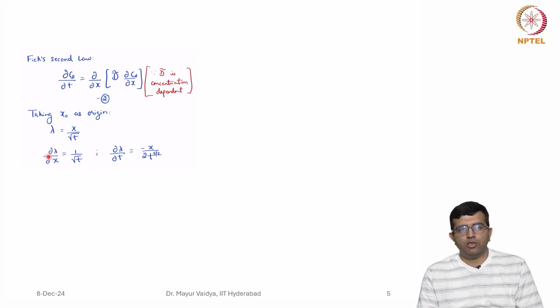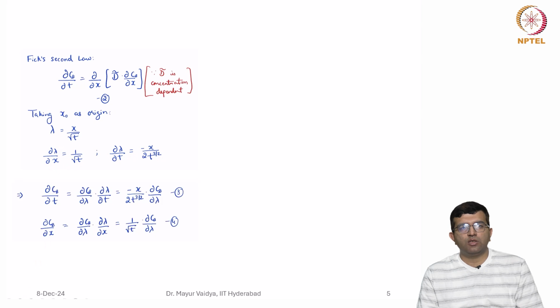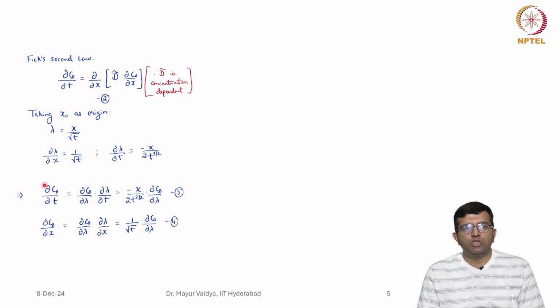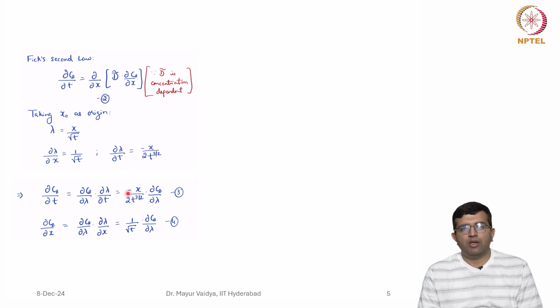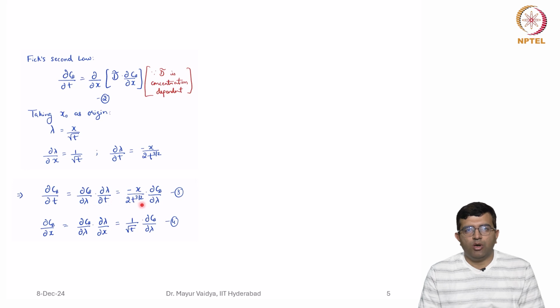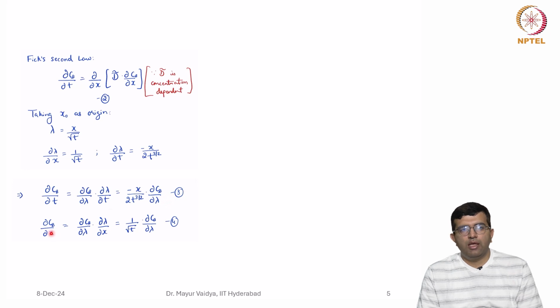Now before putting these values, let us calculate ∂Cb/∂t. If you use the chain rule, you can write it as ∂Cb/∂λ into ∂λ/∂t. We just now saw the value of ∂λ/∂t. So therefore ∂Cb/∂t can be written as minus x by 2 t to the power 3 by 2 into ∂Cb/∂λ. Let us call this equation 3.